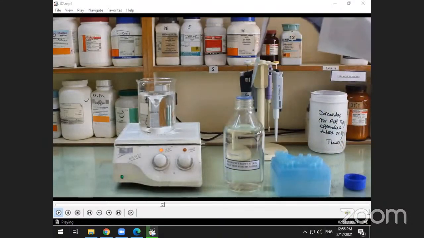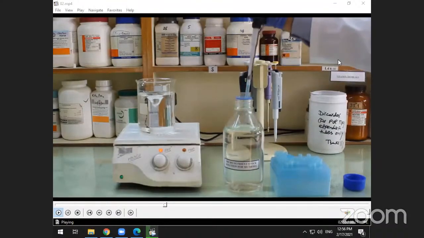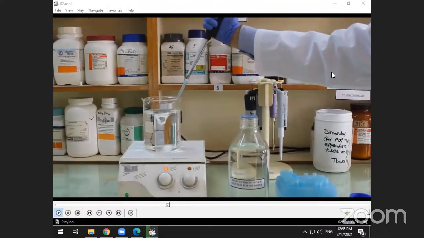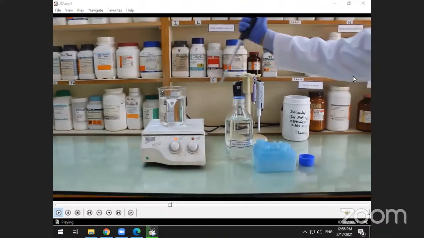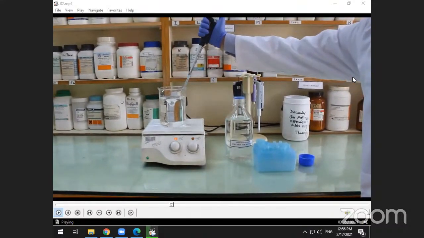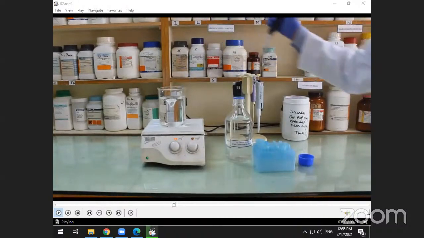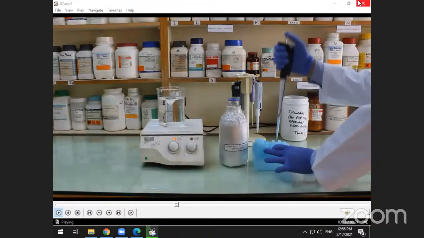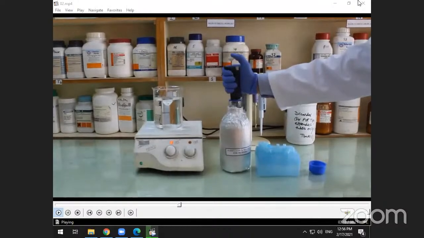Add 1 ml of micronutrient stock solution with the help of micropipetter. Add 1 ml of vitamin stock solution in the MS media. Add 5 ml of EDTA stock solution.